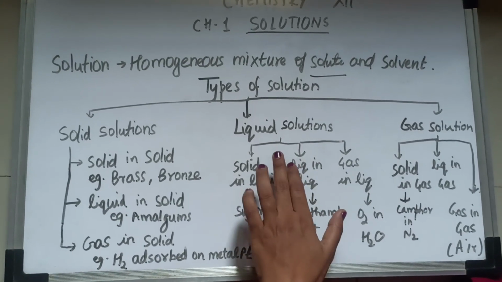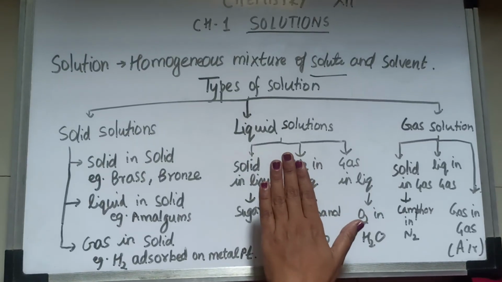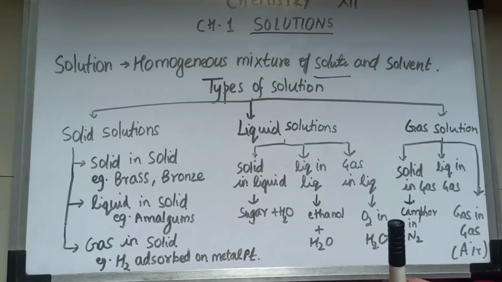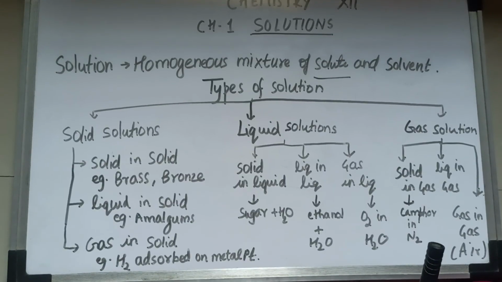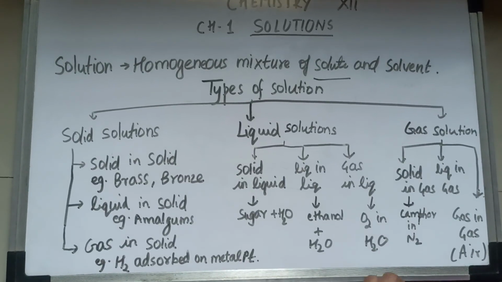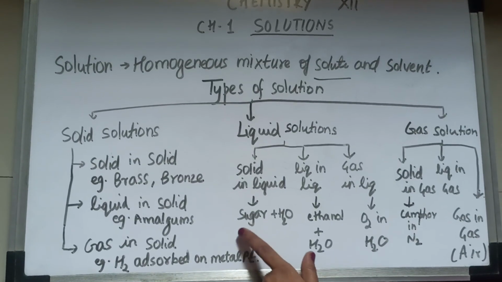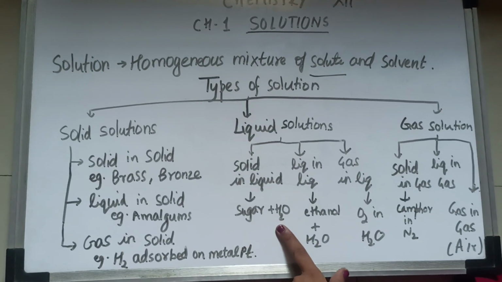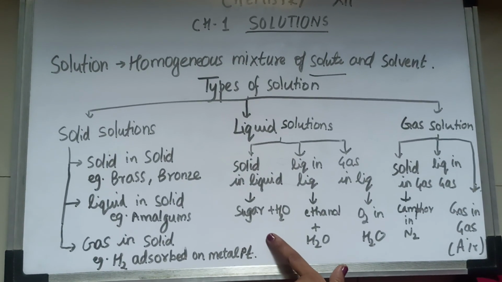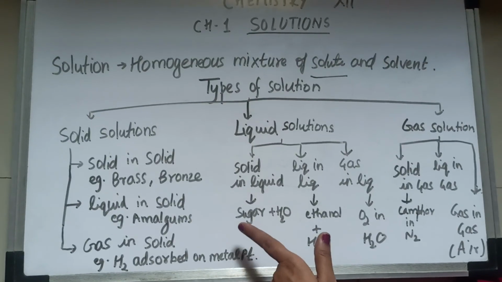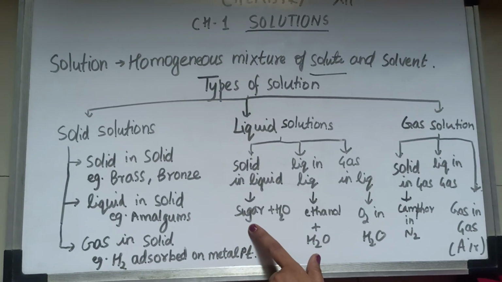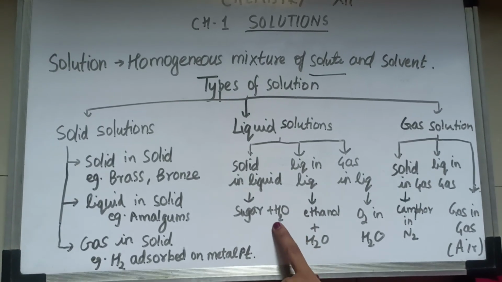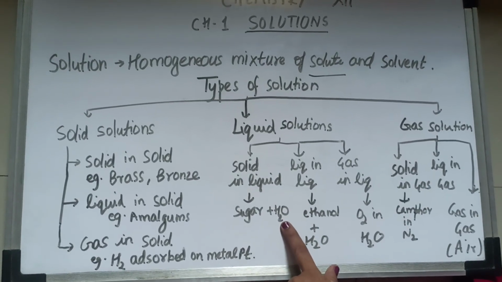Let us move on to the second part of different types of solutions, liquid solutions. So liquid solutions: solid in liquid, liquid in liquid and gas in liquid. Solid in liquid, the many examples you might be aware of. Any sugar or salt dissolved in water, that will come in solid in liquid. Just because sugar or salt that we are using is used in less quantity and we are dissolving them in water, so water is present as solvent there.